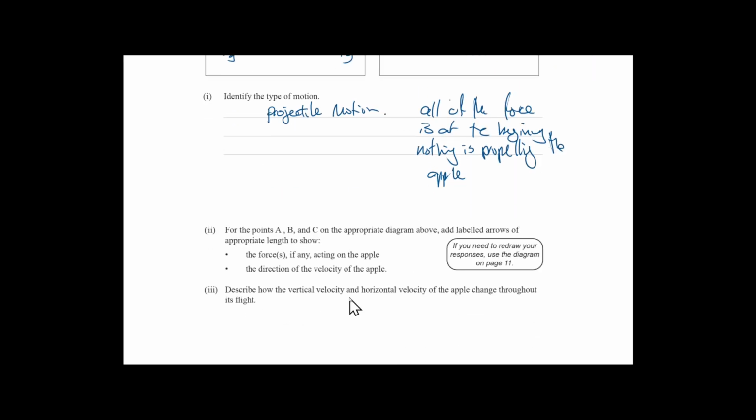Describe how the vertical velocity and the horizontal velocity of the apple change throughout its flight. Well, the horizontal velocity. So if you're looking at this from above, the apple would sort of start there and it would just go across. So you're looking down, say you're a fly on the ceiling. The apple is just going to go at a constant velocity.